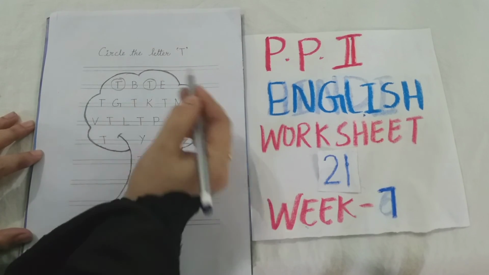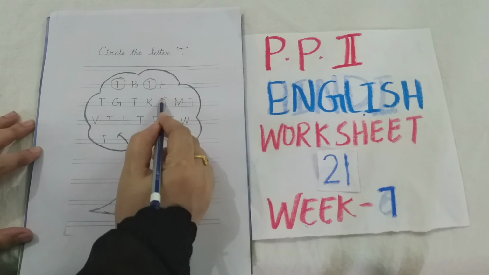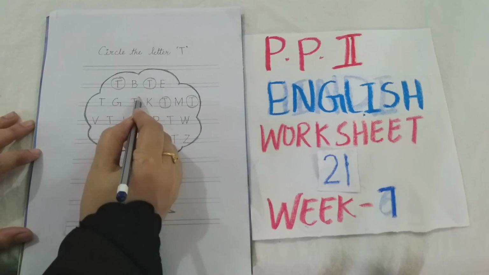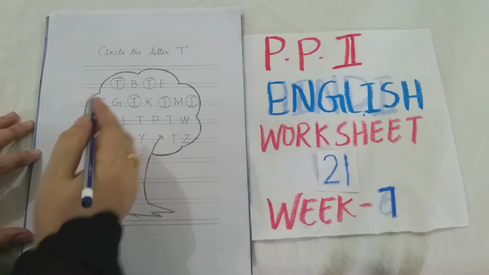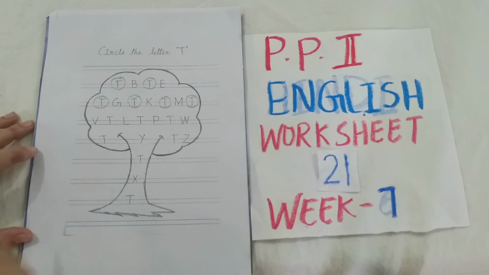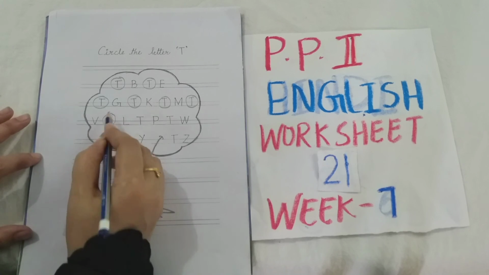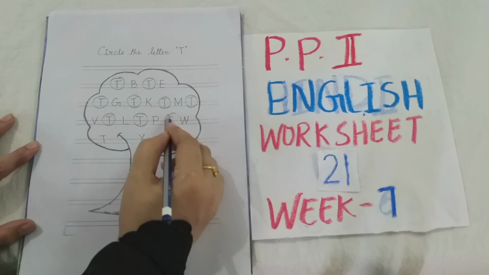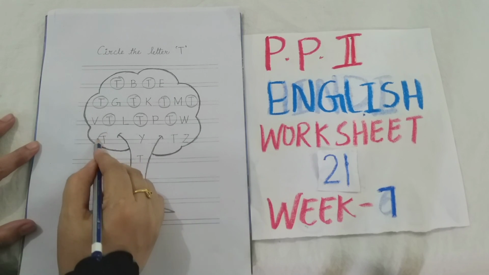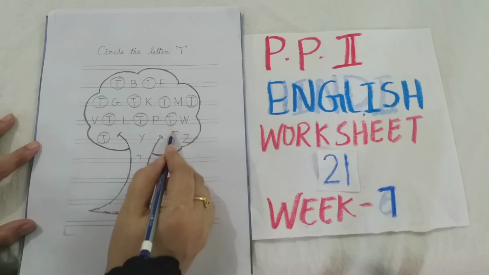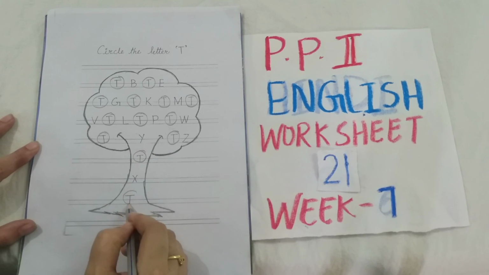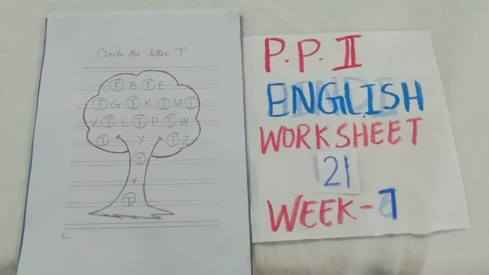T. Here is the T. T. Okay? Many T's are there. Just see carefully and circle to the T letter. T for tree. T. Okay? Like this you have to complete your worksheet number 21.